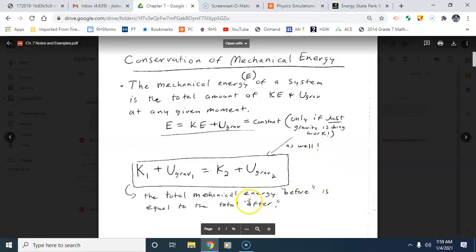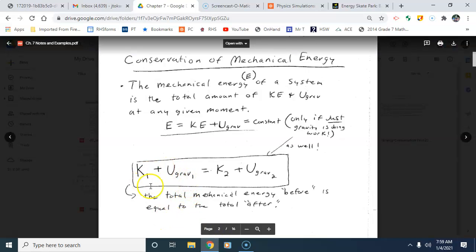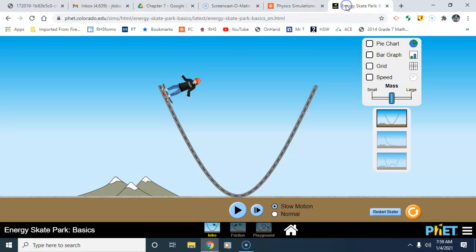let's go back to the formula and hopefully better understand it now. So as the skateboarder goes up and down that ramp, I don't care where position 1 is and where position 2 is, as long as position 1 was somewhere in time before position 2. So let's make this position 1. And let's say at this position, let's go almost halfway down, that we have 500 joules of potential and 500 joules of kinetic. That would total 1,000, right?